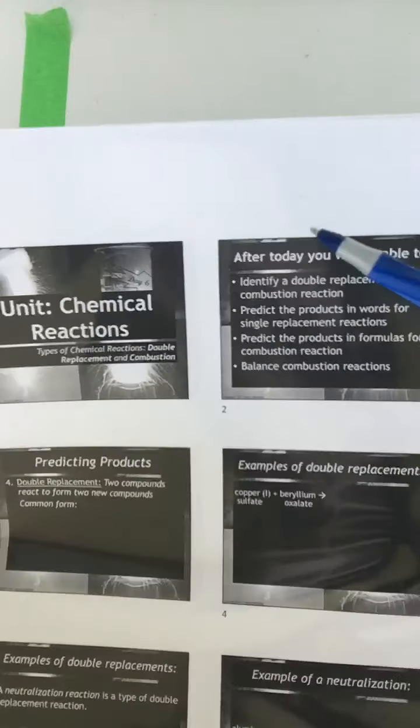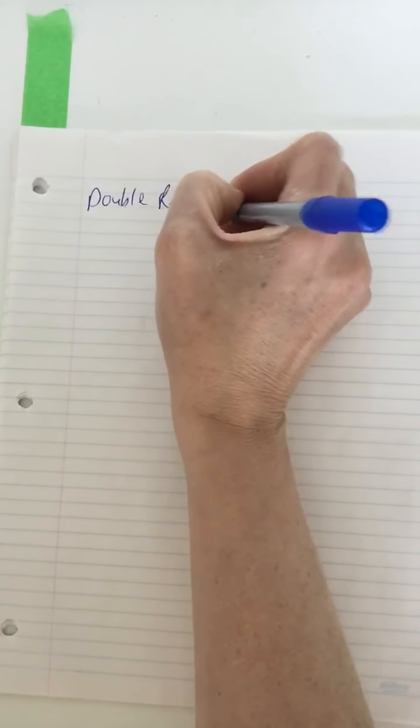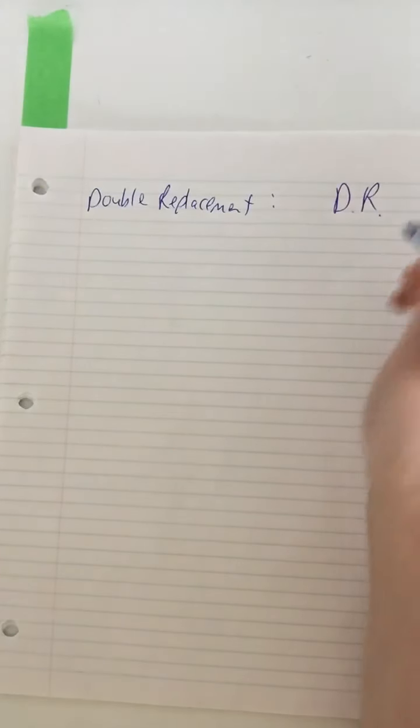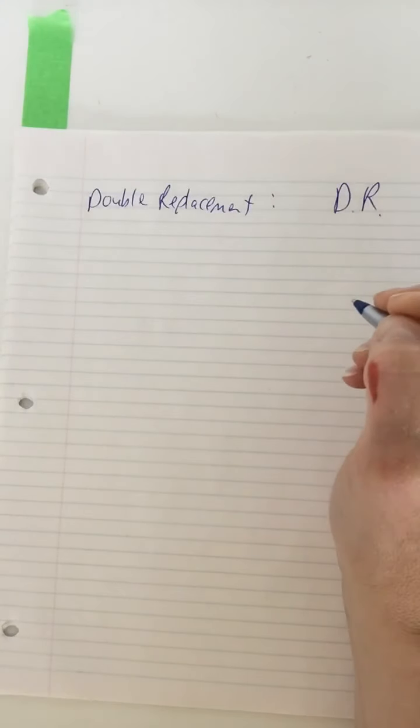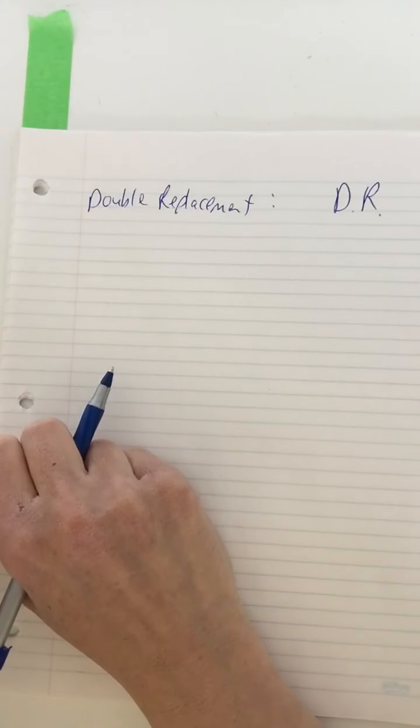And so you can see here we're going to start with double replacement, okay? So when we're looking at this double replacement reaction, we often call that a DR, just for short. Two compounds react to form two new compounds, and this is all in your notes.